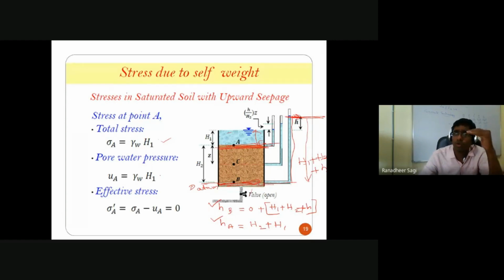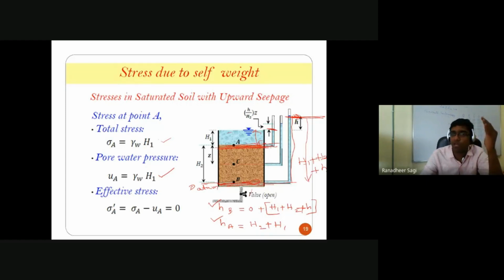And next, pore water pressure at point A. So pore water pressure at point A is also nothing but gamma W into H1, because when the standpipe is inserted at the position of point A, the water is getting raised in that standpipe only up to a height of H1 meters. So automatically the pressure head at point A is H1, and your pore water pressure corresponding to the point A position is nothing but gamma W into H1.